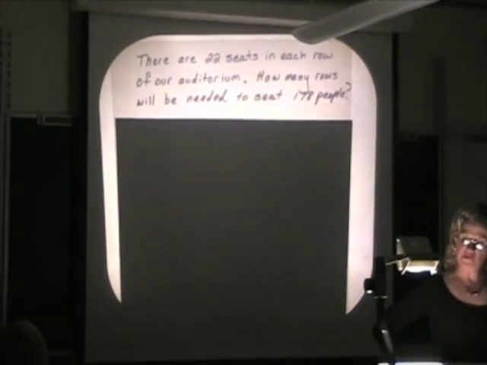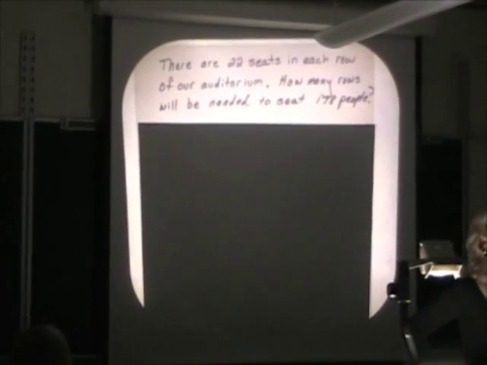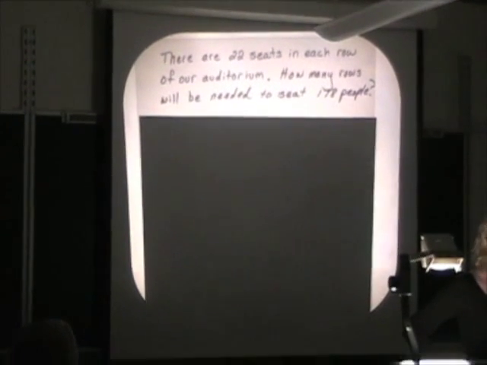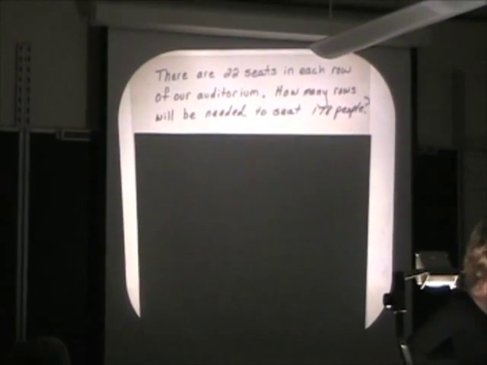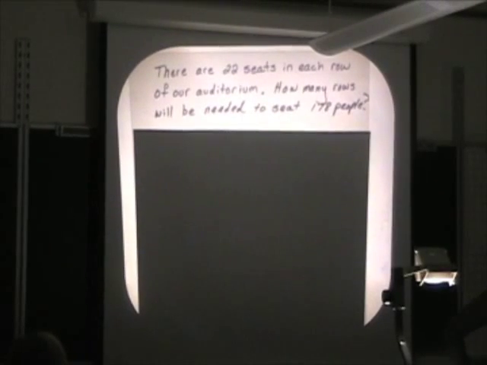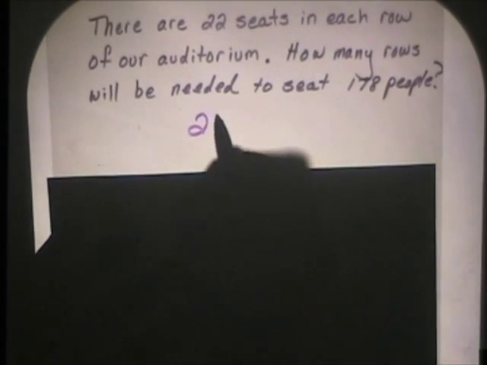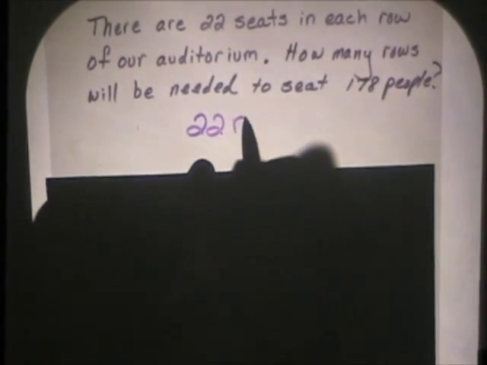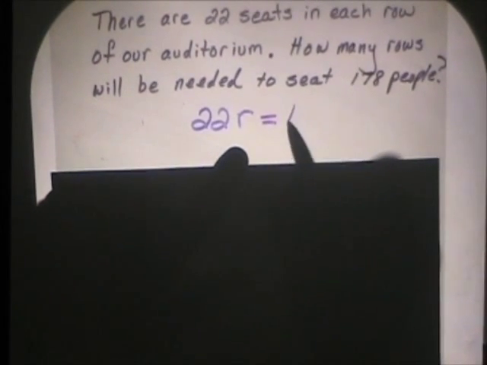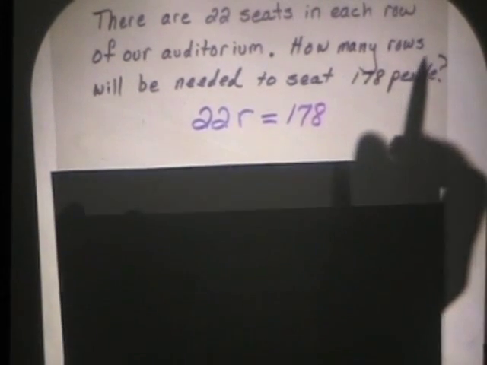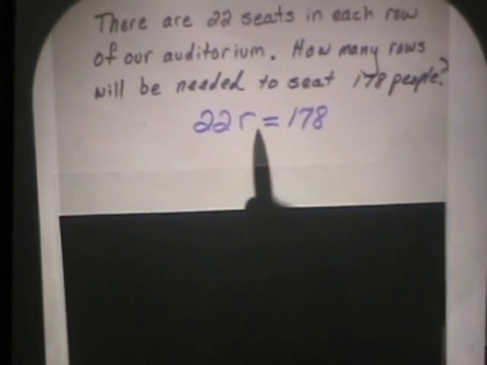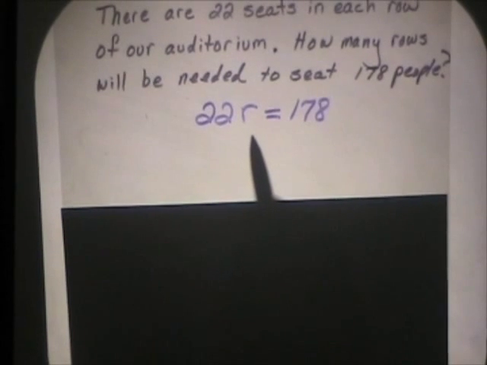There are 22 seats in each row of our auditorium. How many rows will be needed to seat 178 people? Can anybody give me an equation? We could use a rate to solve this problem, but we're going to try an equation instead. 22 times the number of rows will be equal to 178 people. We need to get rid of that 22.